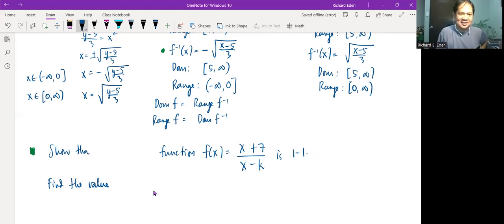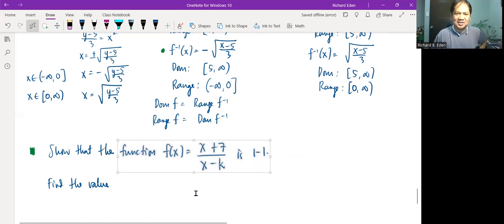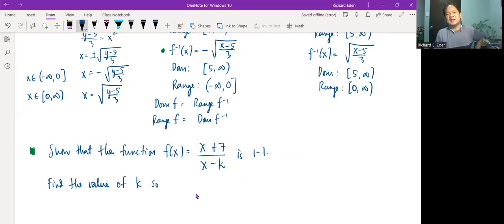Show that the function f of x equal to x plus 7 over x minus k is 1 to 1. If f is 1 to 1, then it's going to have an inverse. Next, find the value of k so that f is its own inverse.